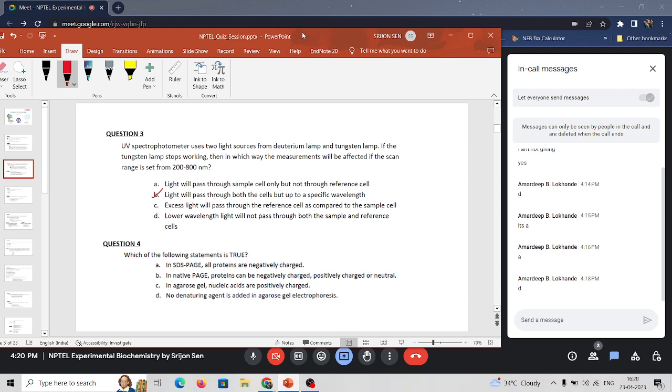Okay. Question number 4. Which of the following statements is true? In SDS PAGE, all proteins are negatively charged. In native PAGE, proteins can be negatively charged, positively charged, or neutral. In agarose gel, nucleic acids are positively charged. No denaturing agent is added in agarose gel electrophoresis. So this is an MSQ question. Which of the options do you feel is or are correct?